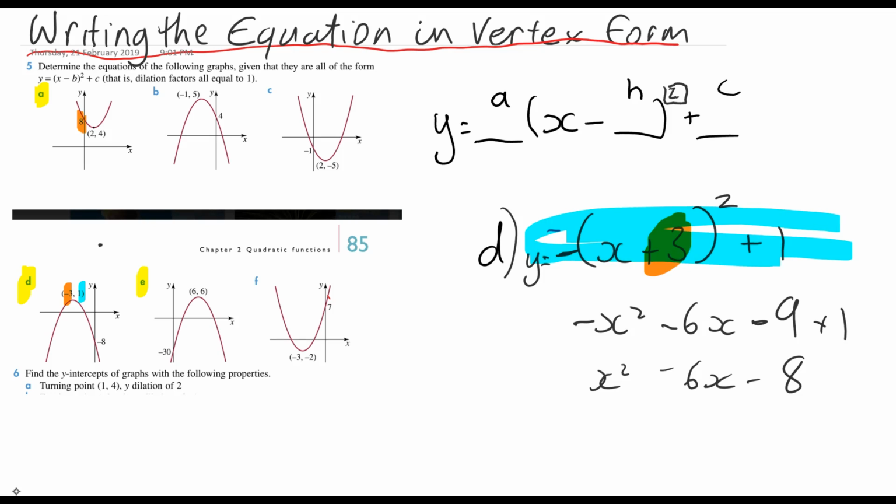I might not do E, because I think you can have a go at that yourself and check it in the back of the book. But that's the procedure for vertex form. Have a go. The more you practice, the easier it's going to become. It's just matching to that pattern.